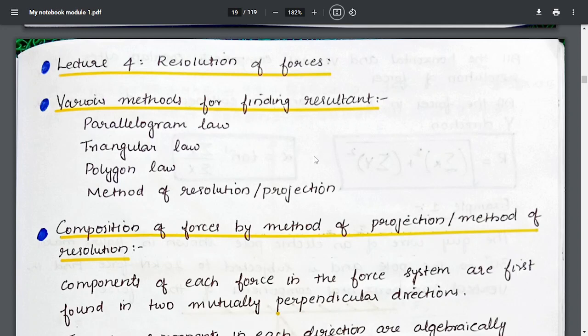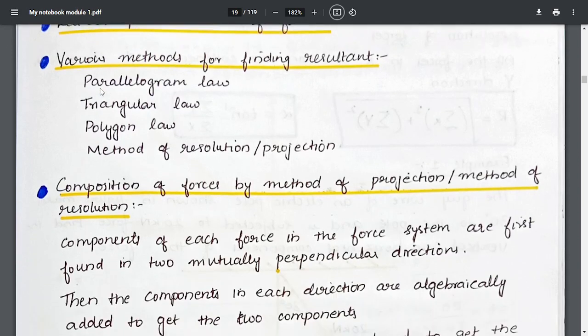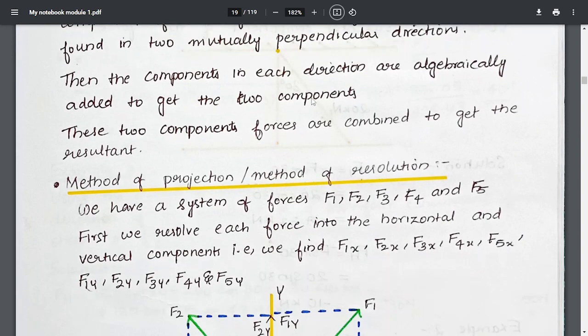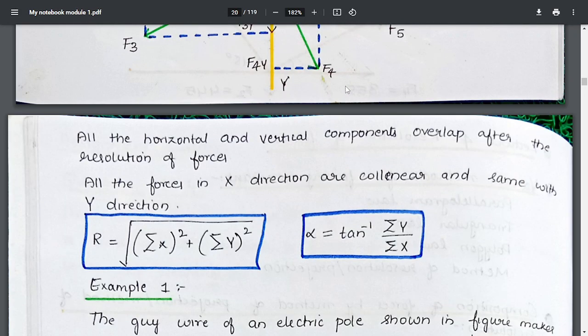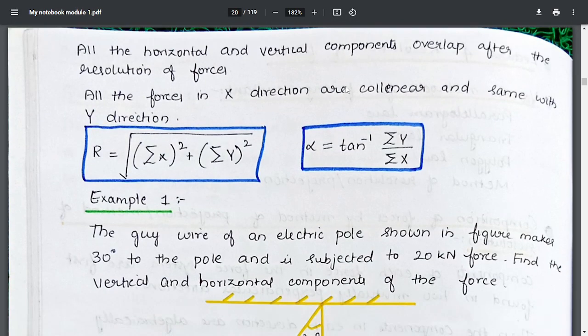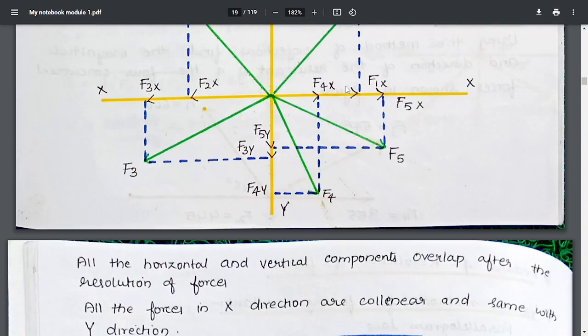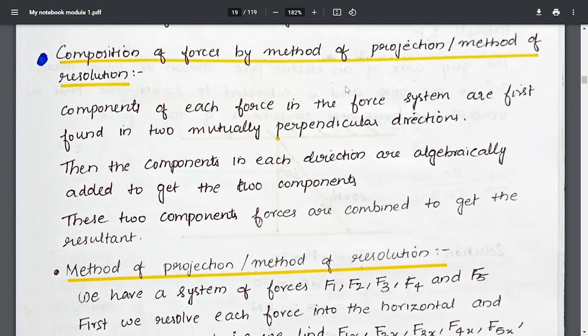In this video, let us talk about resolution of forces. We'll be having a brief summary of resolution of forces and we'll be mainly doing problems. Here we'll be doing somewhere around 17 problems from resolution of forces.